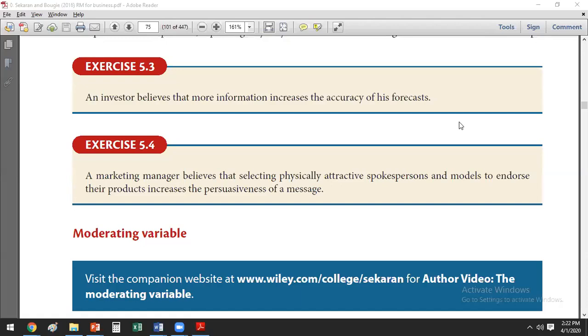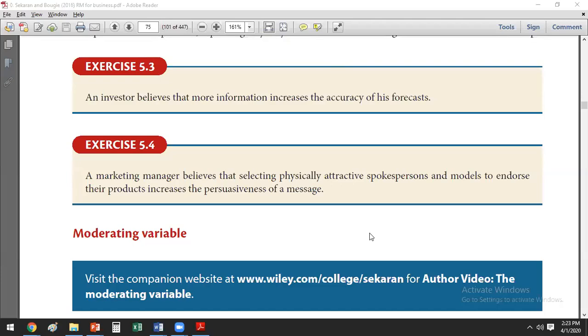An investor believes that more information increases the accuracy of his forecast. So which one is our main variable in which we are interested to see the forecast and the change in it? Which one is the criterion variable? Which one is the dependent variable? Let me give the answer, since many answers are coming. I hope you guys have understood. So let's take this quickly.